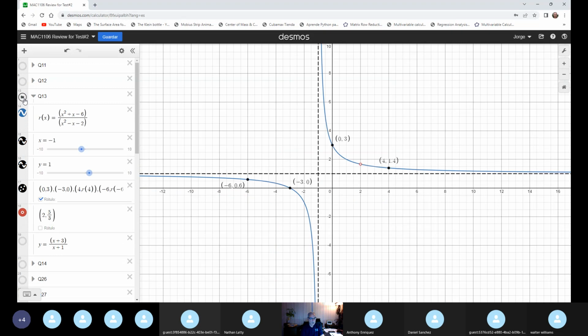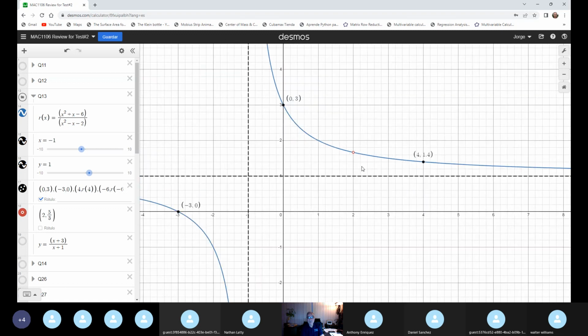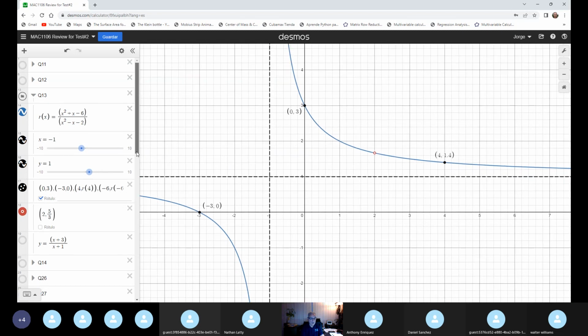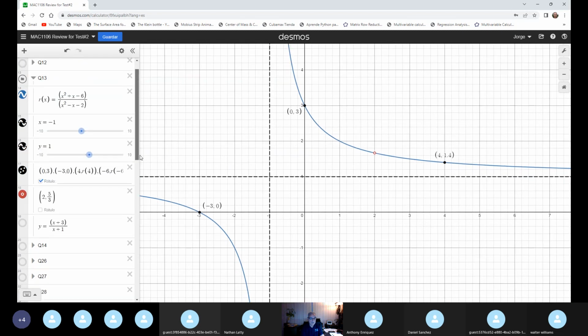Bam. Okay. You can see we have one vertical asymptote at negative 1. We have one horizontal asymptote at 1. We have a hole. Look at the hole. Let me zoom in. Do you see the hole? How do you know the position for the hole? It's easy. Because we are doing the graph of the function after the simplification.